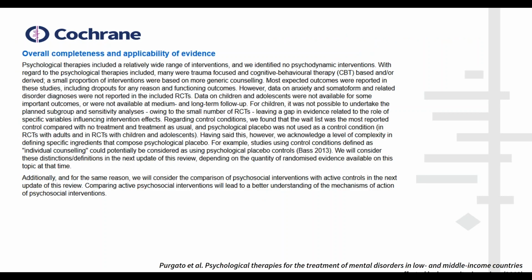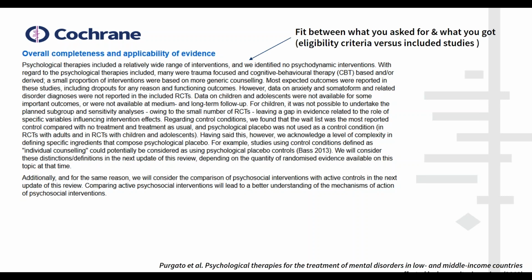This is from a different review, published in 2018, on psychological therapies for treating mental disorders in low and middle income countries affected by humanitarian crises. And this is in Cochrane Reviews, the next section, the bit that lives under summary of main results. So you go from summarizing what your results are about to telling people a bit more about the fit between the eligibility criteria of the review and the included studies. That's a nice way of kicking this particular section off, thinking about the question, thinking about the studies, and thinking about the fit between them.